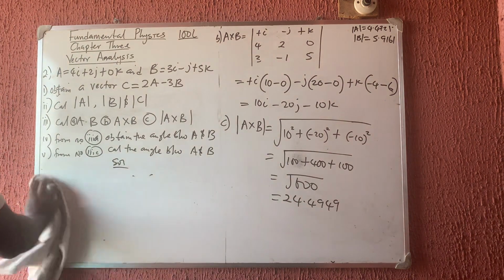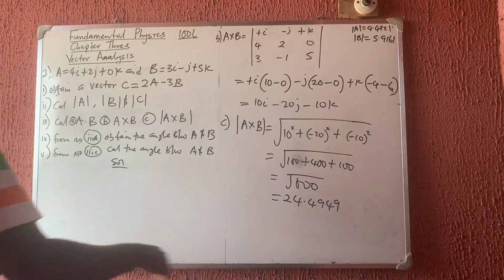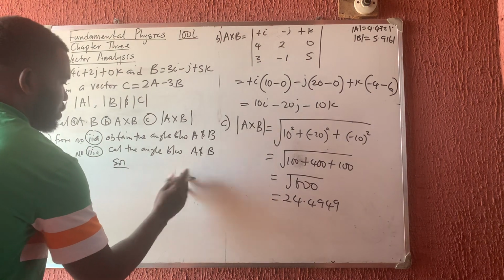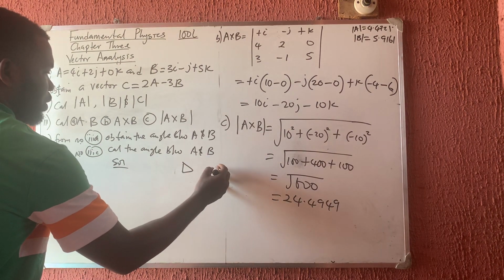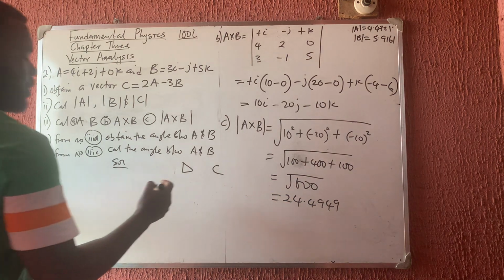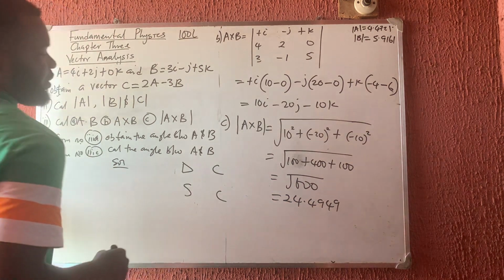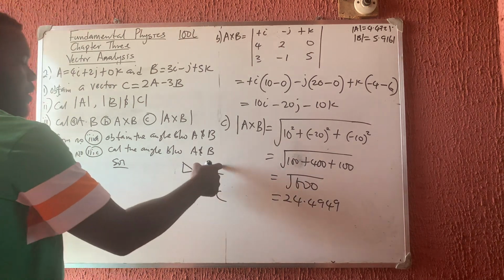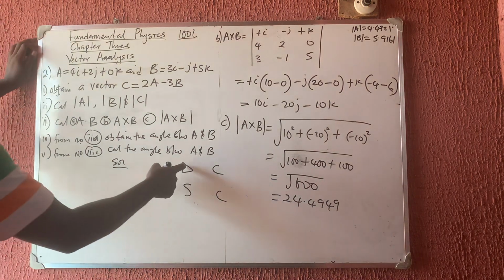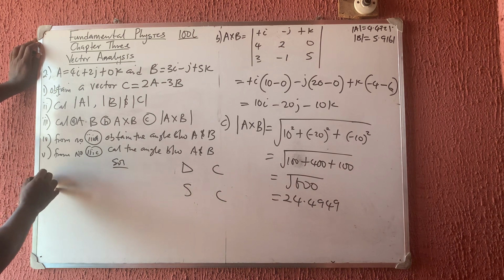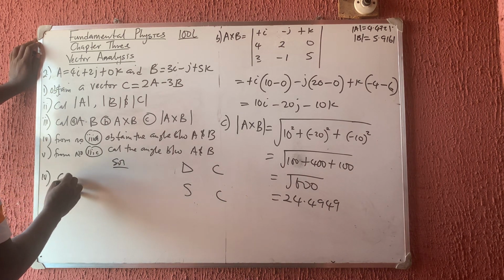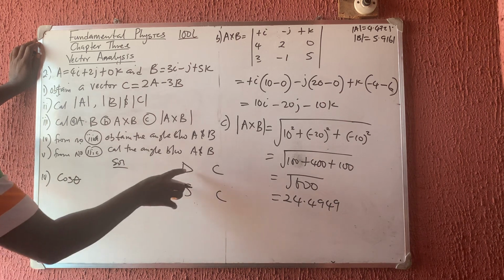Now you should know that to get the angle between two vectors, we can use either the dot product or the cross product, and then we have sine and cos. Dot product goes with cos, while cross product goes with sine. So we want to do the dot product now. For the dot product, you should have cos theta.